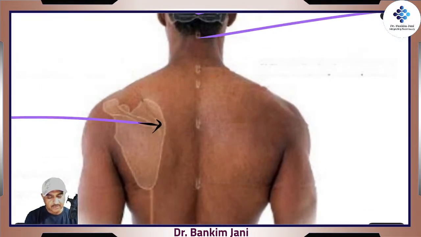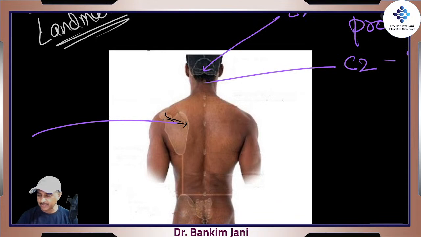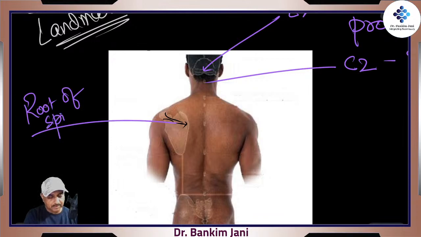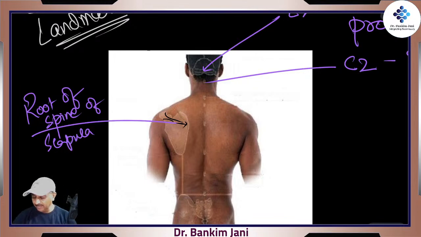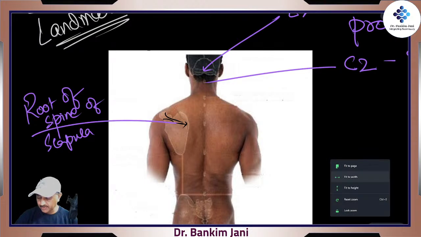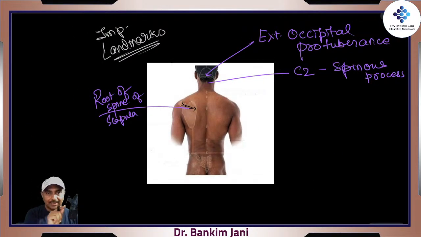Yeah, here it is, right? So this one is the spine of the scapula, and this final end is called the root. That is the root of the scapula, the root of the scapular spine, or the root of the spine of the scapula. These are the landmarks which you can feel easily, and their importance is when you'll be doing any procedure, right? So the level over here would be the level of T3, right?